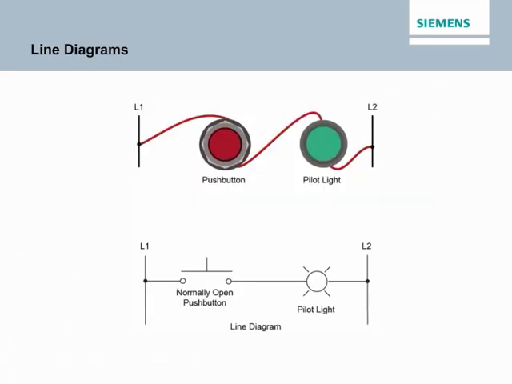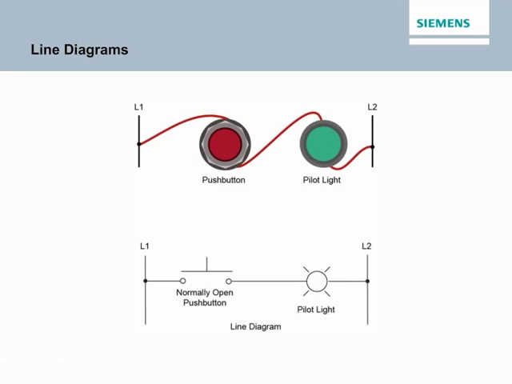Control circuits are depicted with line diagrams, also called ladder diagrams. Line diagrams show the functional relationship of components and devices in a circuit, not the physical relationship. In the accompanying graphic, the upper illustration shows the physical and electrical relationship between a push button and a pilot light. In the lower illustration, the line diagram symbolically displays the functional relationship of these same components.